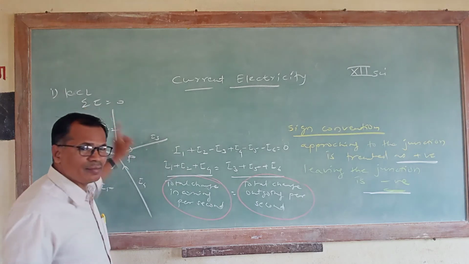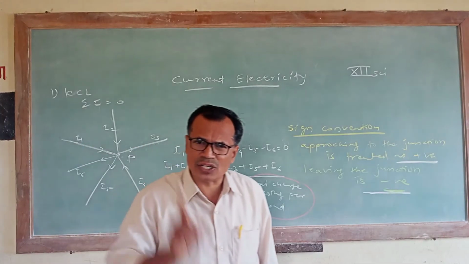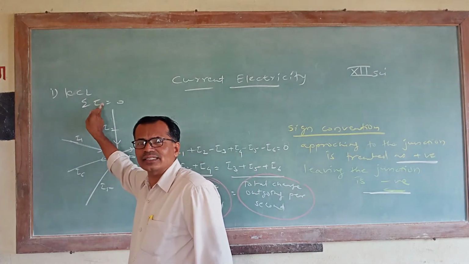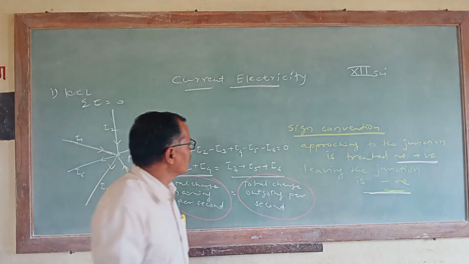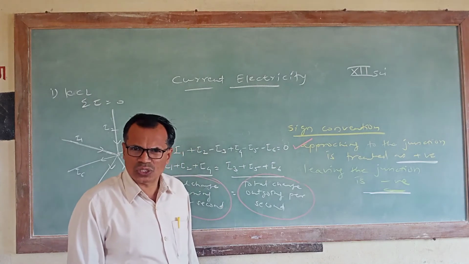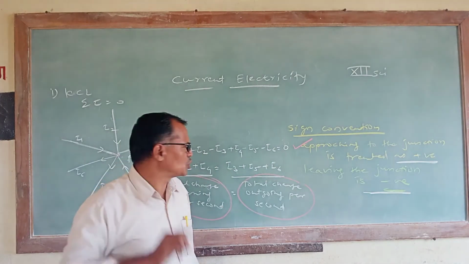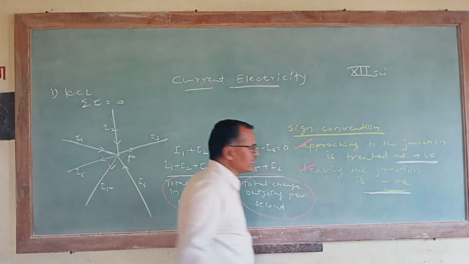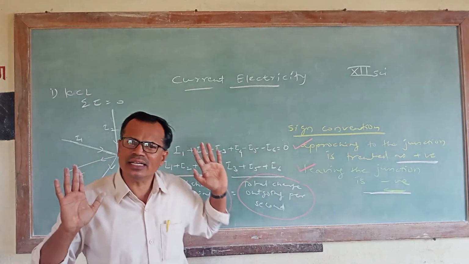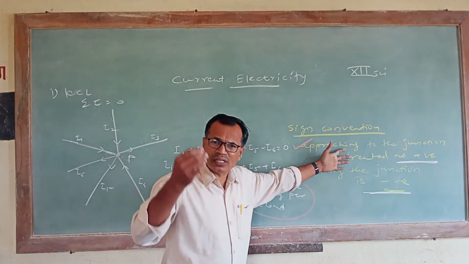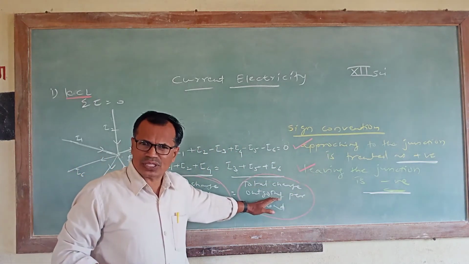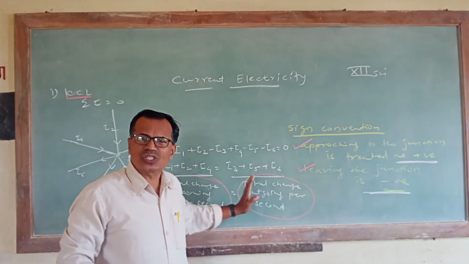What is KCL? KCL means Kirchhoff's first law, that is called Kirchhoff's current law. What is current law? The algebraic sum of electric currents at any junction is equal to 0. And what is the sign convention? The current approaching the junction, or the incoming current at the junction, is positive, and the current leaving the junction, or the outgoing current from the junction, is treated as negative. This is the sign convention for Kirchhoff's current law. And the current law also gives information about the conservation of electrical charge.